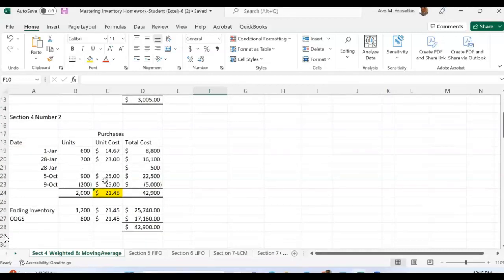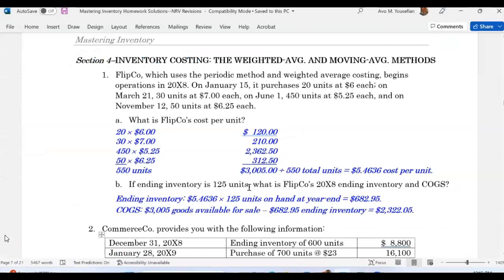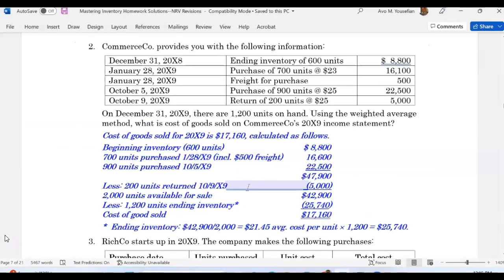Now we have to look at problem number 2. So let's look at the problem itself first. So here is problem number 2. It says the commerce company provides you with the following information. In December 31st of 2018, ending inventory of 600 units. Okay, very good. So that means in January 28th, we bought 700 units. And then in January 28th, we paid freight for purchase. We paid for the shipping, $500.